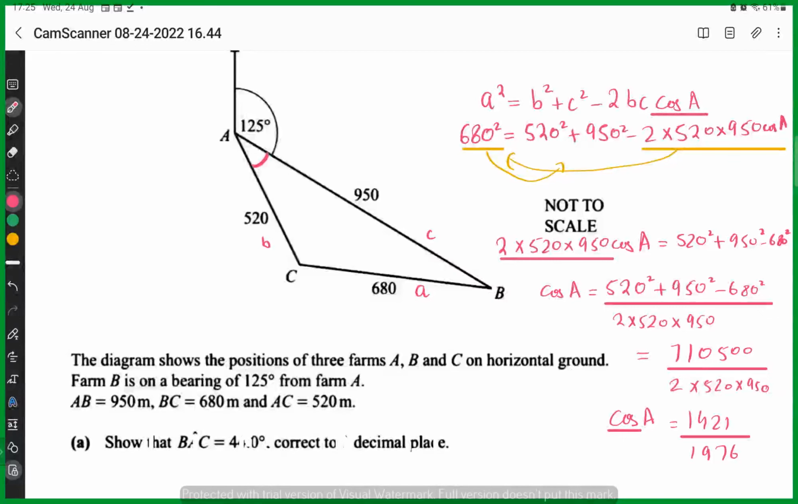Okay, and when you press the equal to sign, this is going to give you 44.017 degrees. Yes, ma'am. Very good. And when you round it off to one decimal place, this is what we are going to get, 44.0. Okay, so this is your answer.